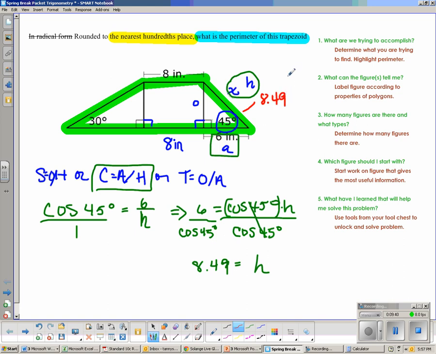And we are not done. We're not done because we have to find all of the sides. Now, here we know 6, we know 8, we now know this. Let's see how we can move through the rest of the figure.